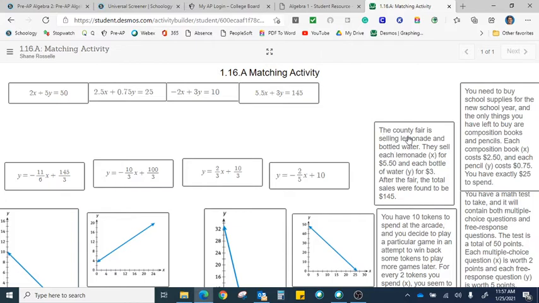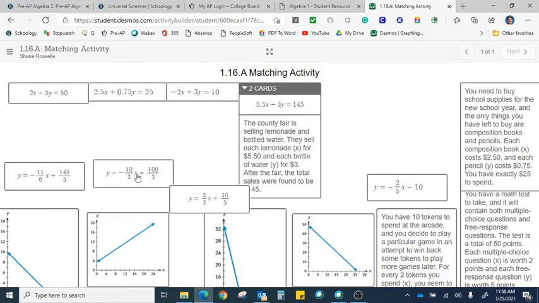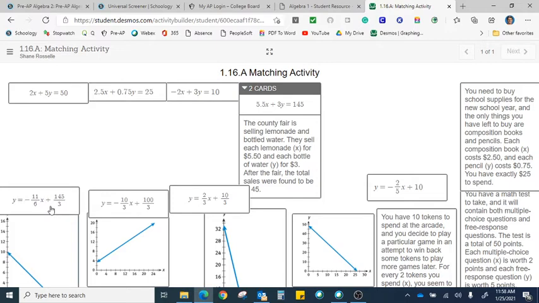So County Fair is selling lemonade and bottled water. They sell each lemonade X for $5.50. So they just basically are looking up here and looking for 5.5. All right, and there it is. Okay, so this right here, $5.50. We continue to read on, and it says each bottle of water Y is $3. Okay, so $3, $5.50, and it says the total sales were found to be 145. There we go. And match that up. Okay. All right, move these down a little bit. Okay, so there is the first one.